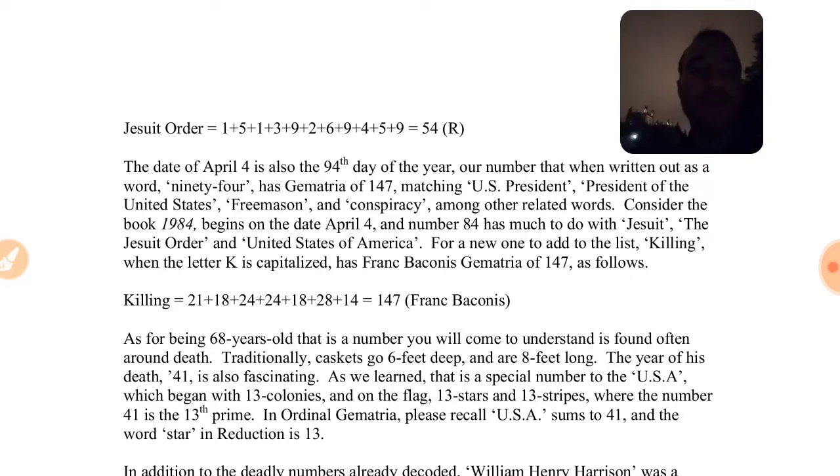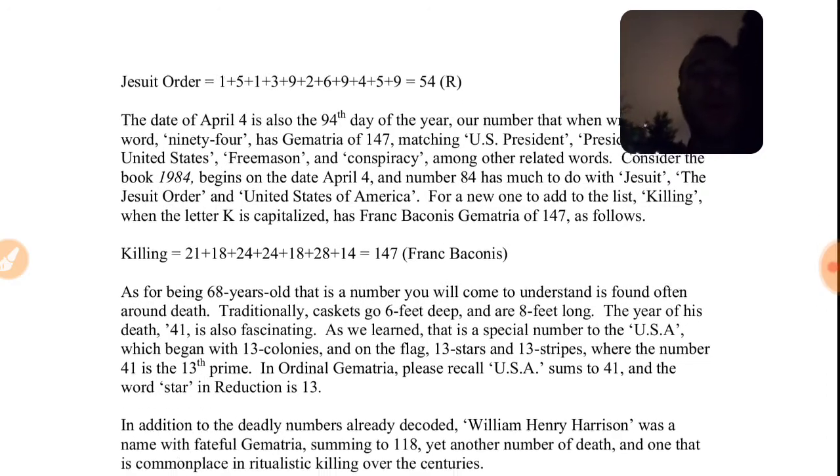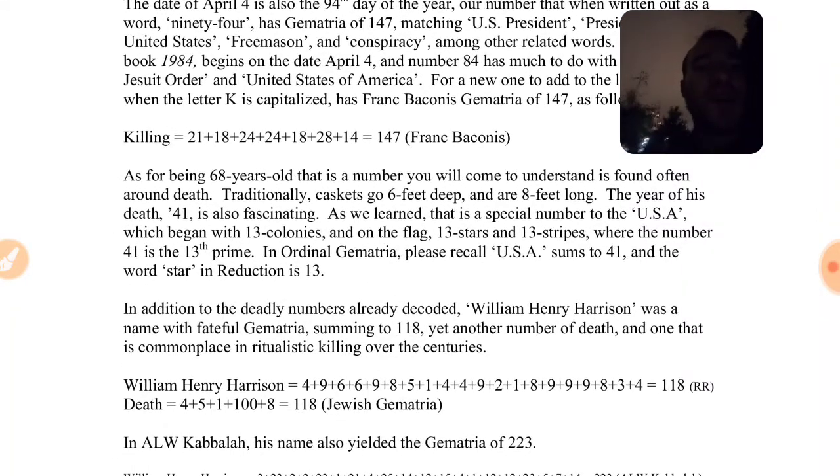Like 44, the divisors of 44 equate to 84. The Jesuit Order and United States of America. For a new one to add to the list, killing, when the letter K is capitalized, has Frank Baconus gematria of 147, as follows. As for being 68 years old, that is a number you will come to understand is found often around death. Traditionally, caskets go 6 feet deep and are 8 feet long.